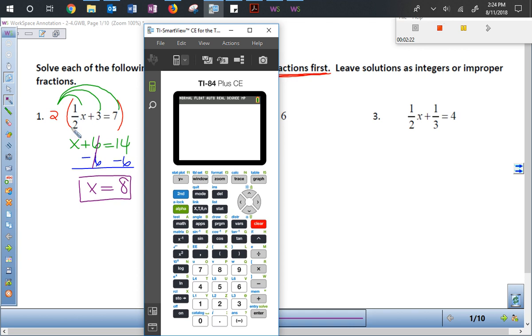So I'm going to have 1/2, so parentheses 1 divided by 2, times 8 plus 3. Now my calculator tells me I should get a result of 7, and that's what I got. So that's how I know if I did it correctly. So when you check your answer, substitute it back into the original equation, the one with the fractions.